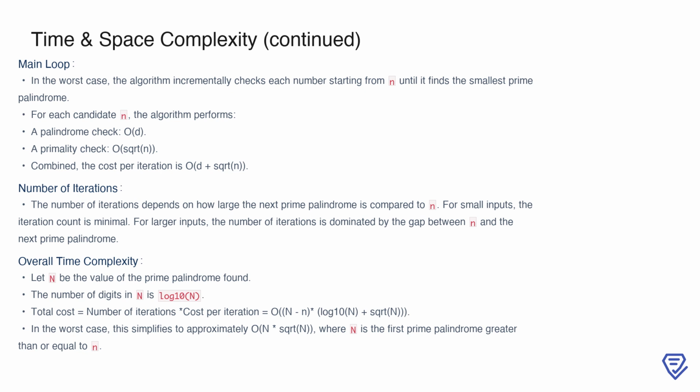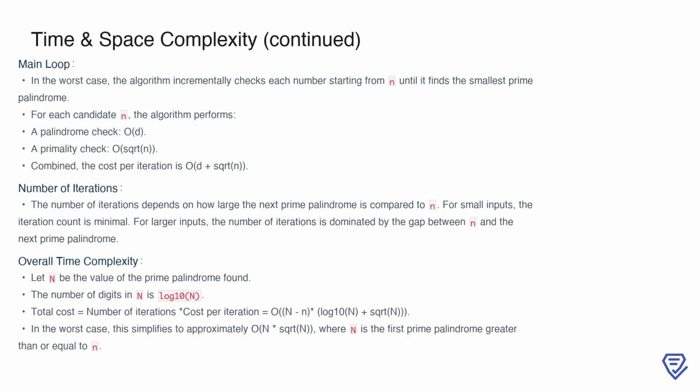For each candidate number, two operations are performed: a palindrome check, which takes O(D), and a primality check, which takes O(√n). Combining these, the cost per iteration becomes O(D) plus O(√n). The total number of iterations depends on the gap between the input n and the next prime palindrome. For smaller inputs, the iteration count is relatively low. However, for larger inputs, the number of iterations is primarily determined by the distance to the next prime palindrome.